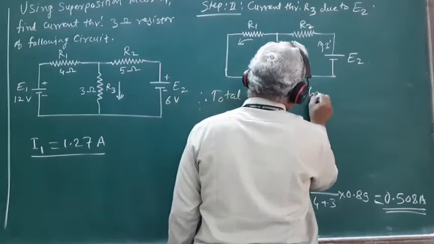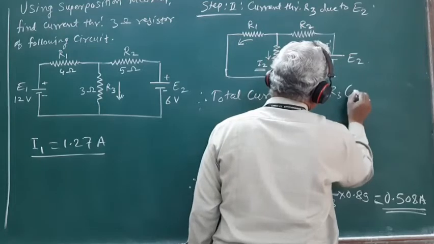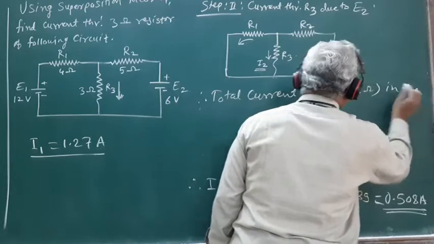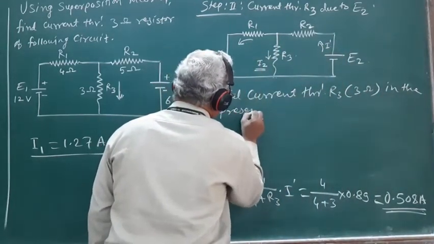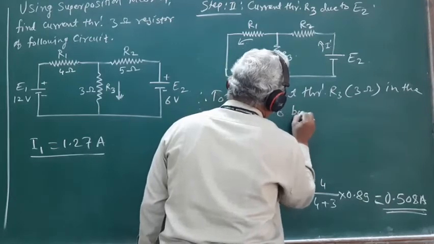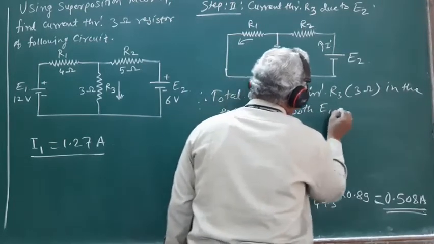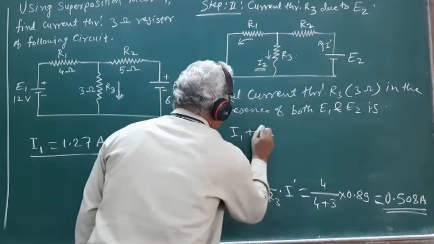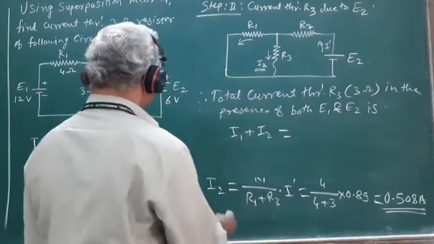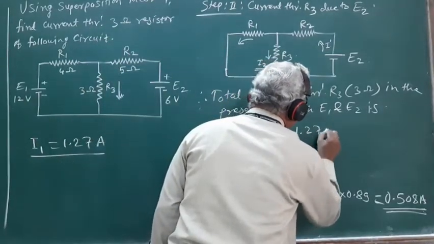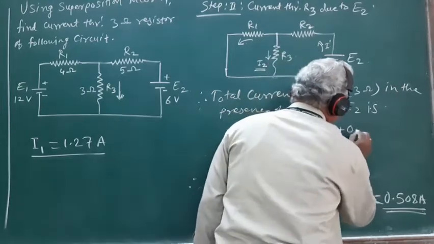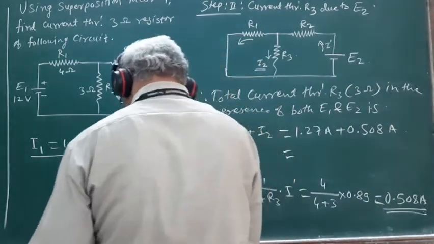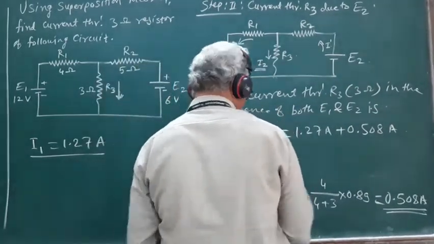total current through R3, that is 3 ohm resistor, in the presence of both the sources E1 and E2 is I1 plus I2, and this is equal to 1.27 ampere plus 0.508 ampere. So it works out to be equal to 1.778 ampere.